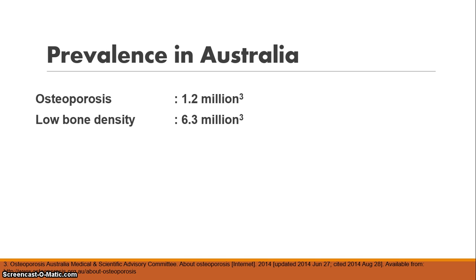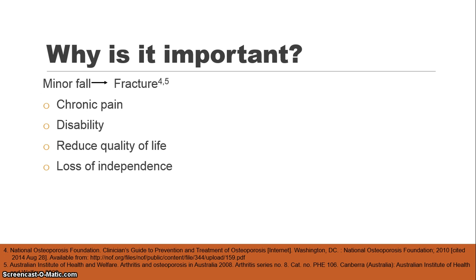bone. Now I would like to move on to the reason why it is important to prevent and to treat osteoporosis. Because once you have this disease, a minor fall can cause a fracture. And as a consequence of this fracture, you can suffer from chronic pain, and also you can have a disability. You will lose your ability to perform your personal or household tasks. For example, when you fracture your feet, it can affect your ability to move.